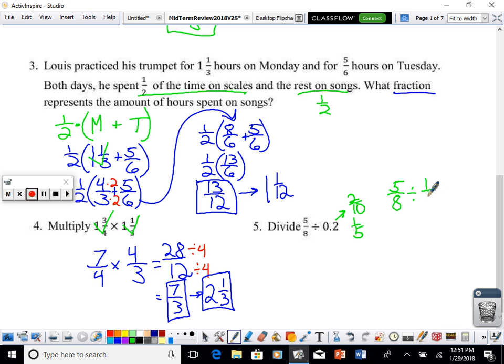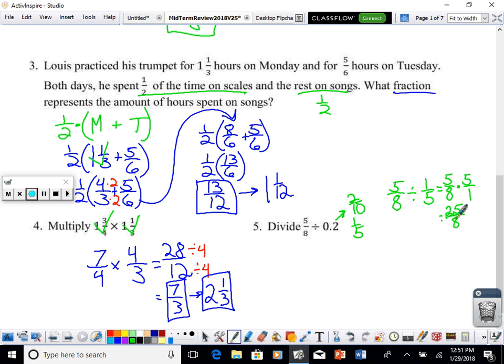Okay, now, as an improper fraction, that's fine. But if I need to make this a mixed number, I would see that 8 goes into 25 3 times with a remainder of 1. And I would have 3 and 1/8. Now the other option that I have is I can make everything a decimal. So I could do 5/8 divided by 0.2.